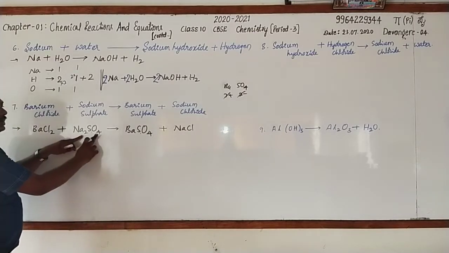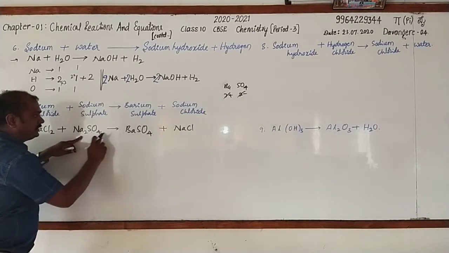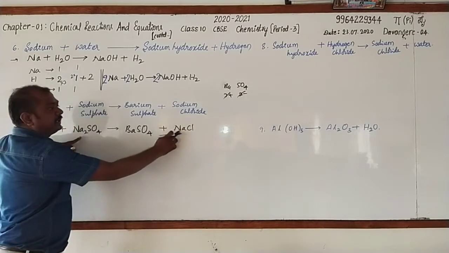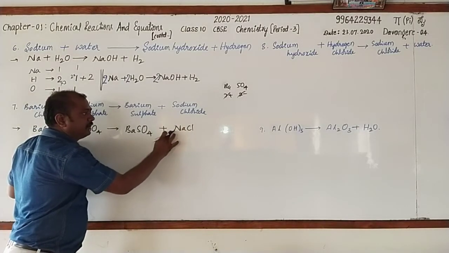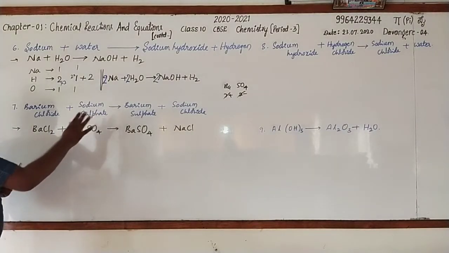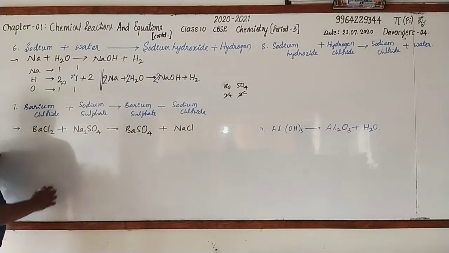It is oxygen, but oxygen is already balanced. Here is 4, here is 4. Next one is sodium. Here is 2, but here is 1. Hence you can go for multiplying it by 2. Clear? Hence it is balanced, because all the atoms are already balanced except sodium.